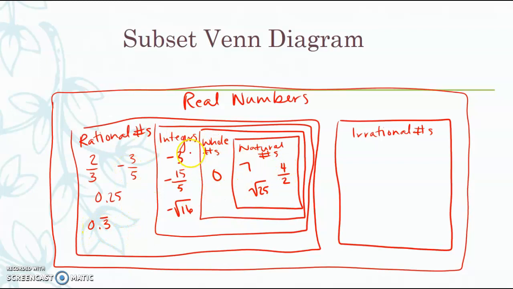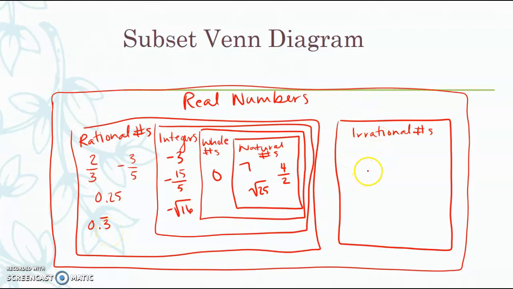If it's an integer, it's rational, but it's not necessarily a whole number or a natural number. I have to look at, is it the positive or is it the negative? If it's a negative whole number, then it's not really a whole number, it's just an integer and rational. So those are things we have to think about.